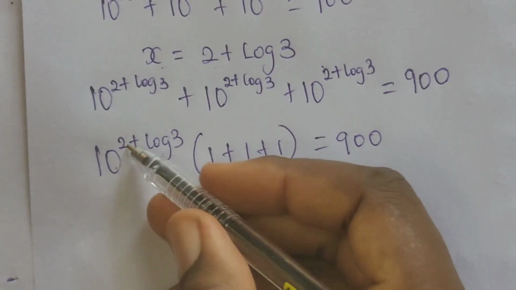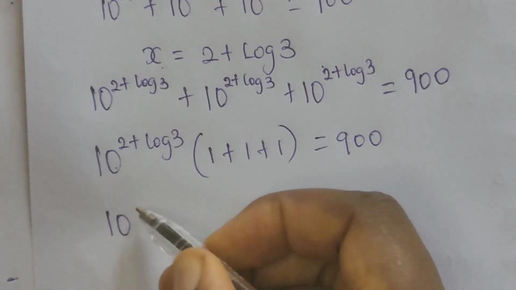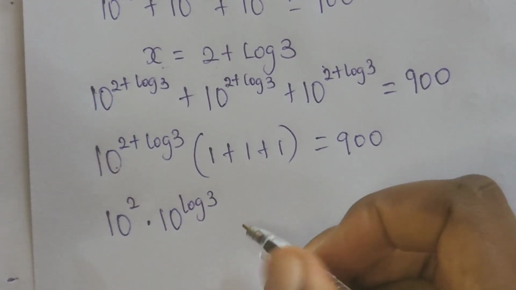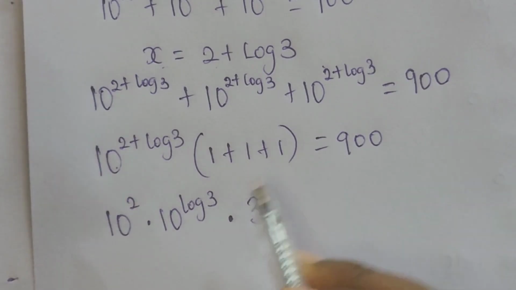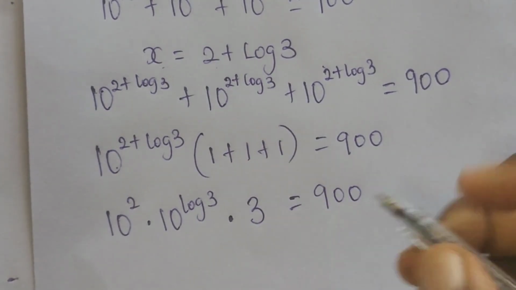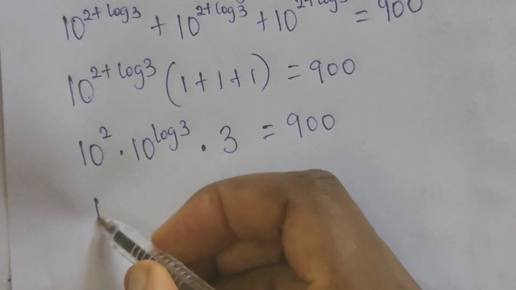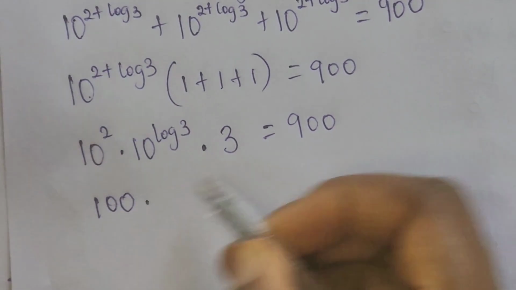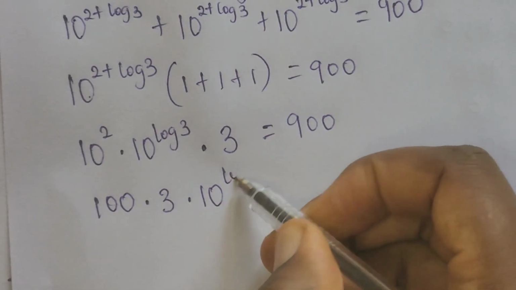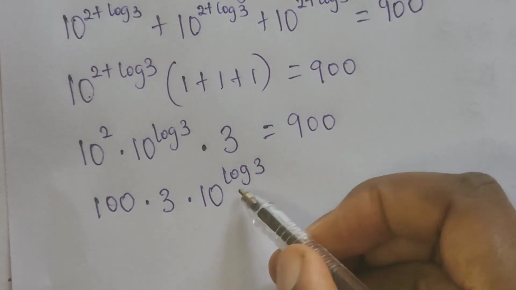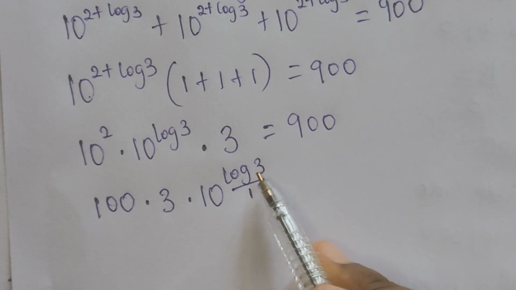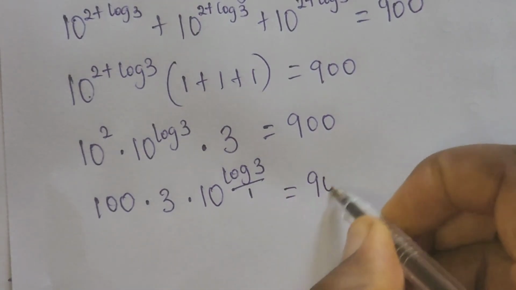So 10 to the power of 2 plus log of 3 can be written as 10 to the power of 2 times 10 to the power of log of 3, times 3. This is 1 plus 1 plus 1, that's the 3, equal to 900. 10 to the power of 2 is 100, times 3, times 10 to the power of log of 3 over 1. So any number divided by 1 is the same number. So we have equal to 900.